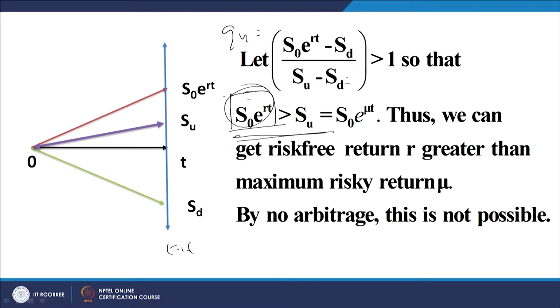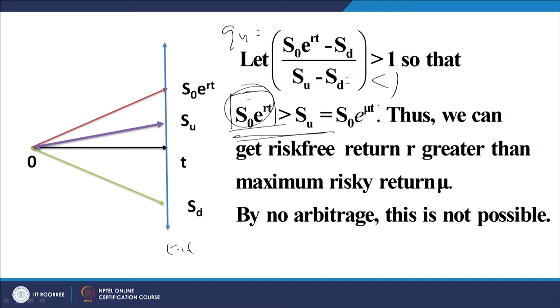The demand for the risk free asset will escalate, the demand for the stock will completely diminish, and the returns will start realigning themselves, so that this inequality is not satisfied, and this must be less than 1. And similarly, we can prove the other inequalities, that QU must be greater than 0, and similar bounds must exist for QD as well.